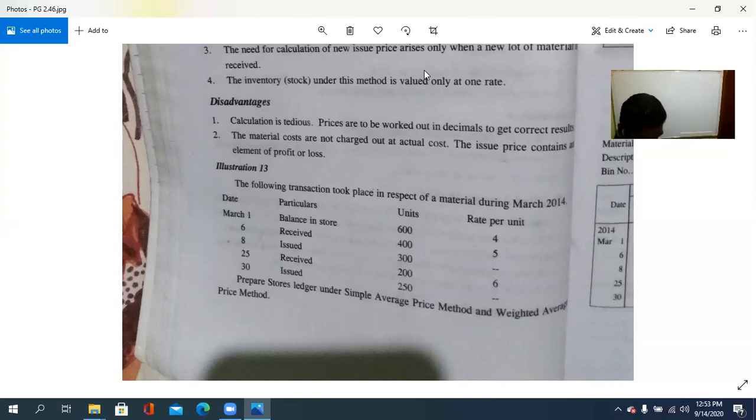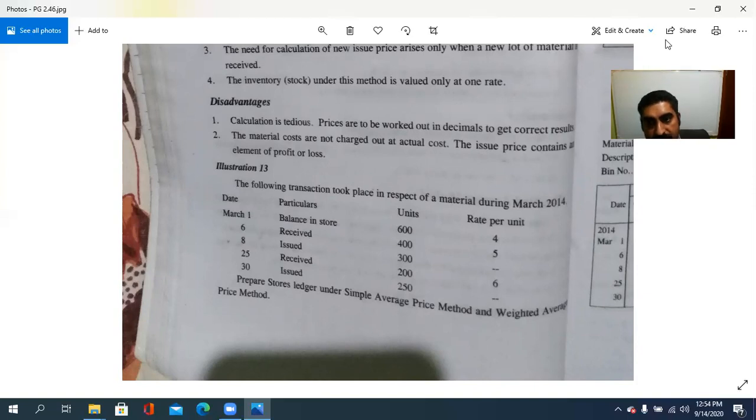Here, the following transactions took place in respect of a material during March 2014. Balance in store was 600 units at the rate of rupees 4, received 400 units at the rate of rupees 5, issued 300. For the issue we need to take the simple average price. Then received 200 units at rupees 6 and again issued 250 units. Prepare the stores ledger under the simple average method and weighted average method.